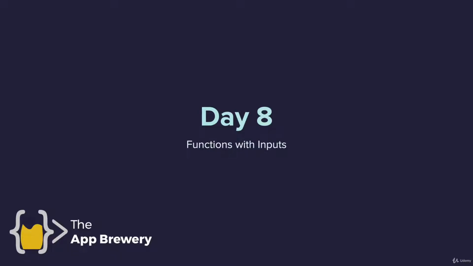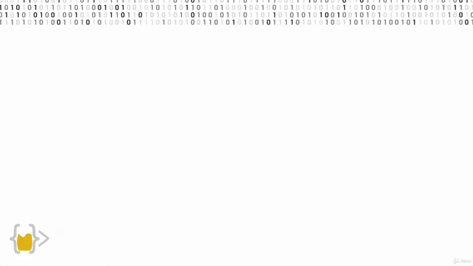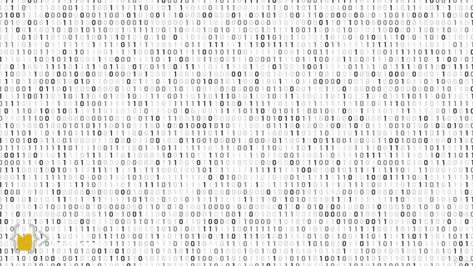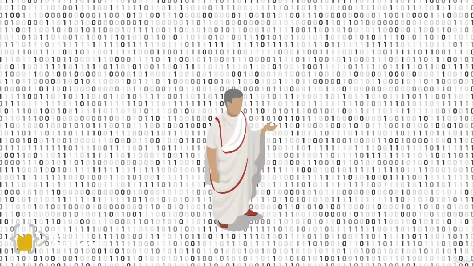Hey guys, welcome to day 8 of 100 days of code. And today we're going to be looking at functions that allow you to give them inputs. And once we've learned all of that and we've grasped it, then we're going to be building a cipher program. And the cipher program is called Caesar cipher.